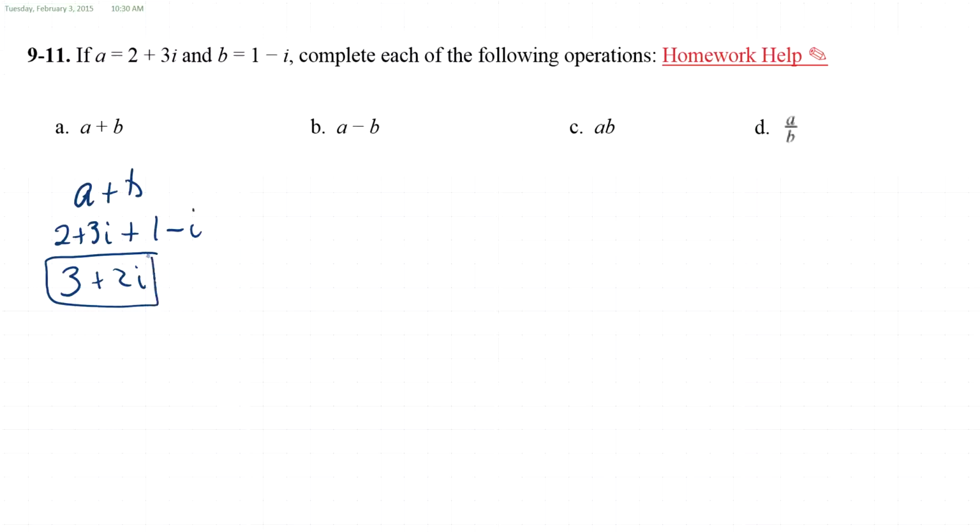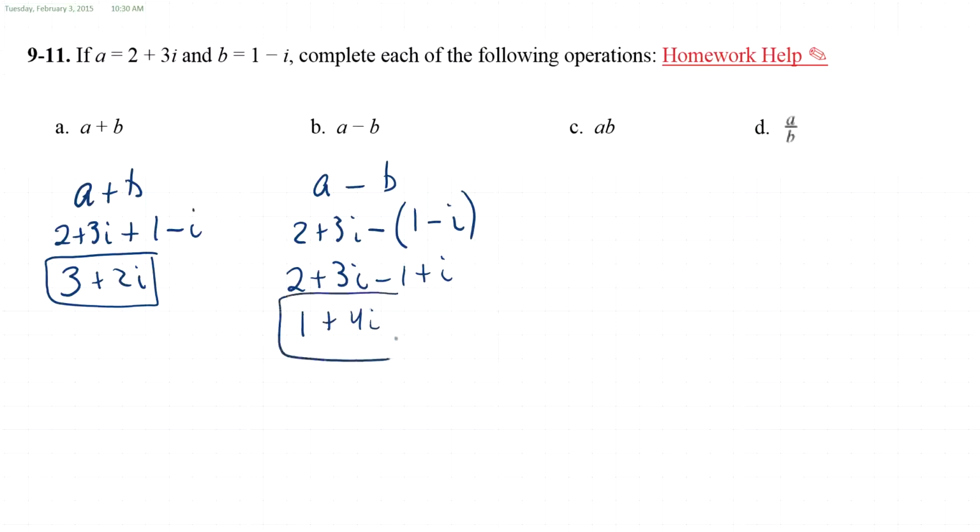that is your expression. And then in b we have a minus b, and then we have 2 plus 3i minus. Okay, I always like to put parentheses here because it's 1 minus i, and this minus sign out here is going to change each of those signs. So you get 2 plus 3i minus 1 plus i. So then we combine our like terms. 2 minus 1 is 1. 3i plus i is plus 4i.